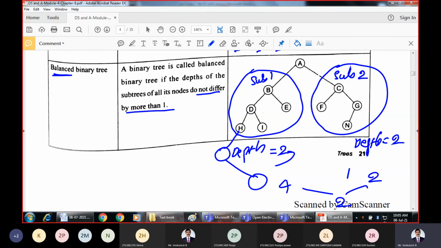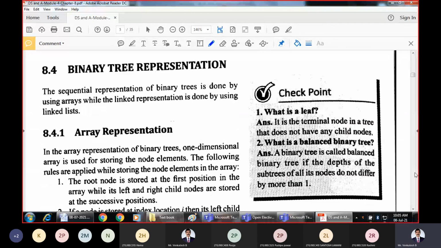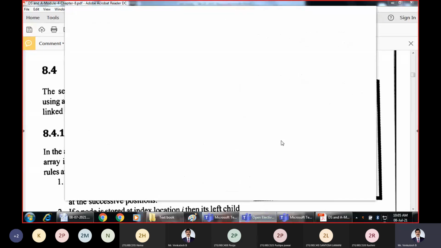So a balanced binary tree is something like this. We want to balance the depth values of the subtrees of the tree. Those were the different terminologies for binary trees, the different types of binary trees. In fact, there are other types of trees as well, but for you, these are the definitions which are required to be known.